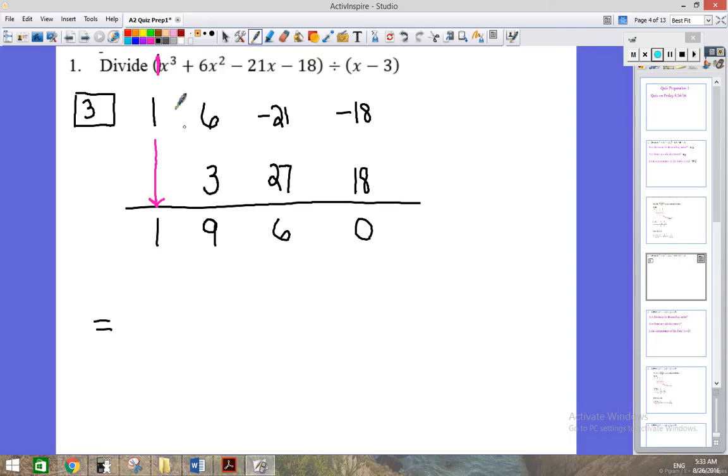So my final answer, since this degree was 3, this degree is always 1, and 3 minus 1 is 2. So I start out with a 2 on my x squared. Then I go plus 9x. Then I go plus 6. For the remainder, always put it in the numerator, and even do it if it's 0, because it gets you in the habit of doing it every time. This last number technically is 0, but that's fine to write it because you're establishing a pattern that you're going to use every time.